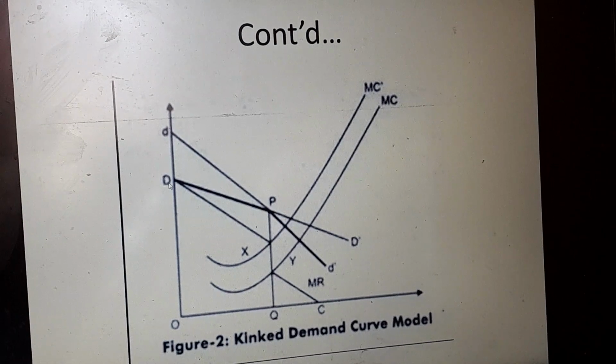Now between marginal revenue D2 X, the elastic demand curve is DP. But after reducing the price of the product, the new marginal revenue is YC, corresponding to the kinked demand that is PD.